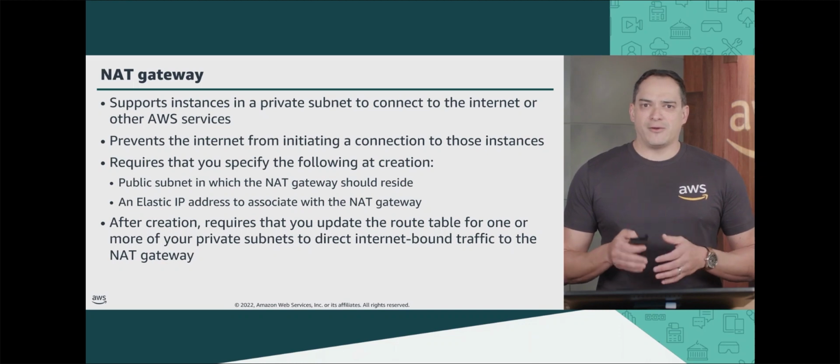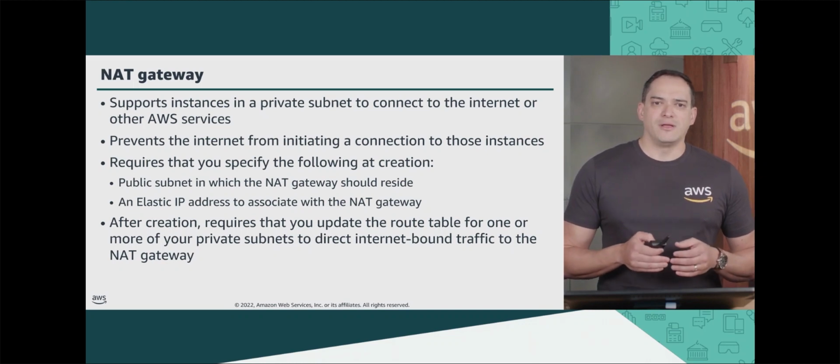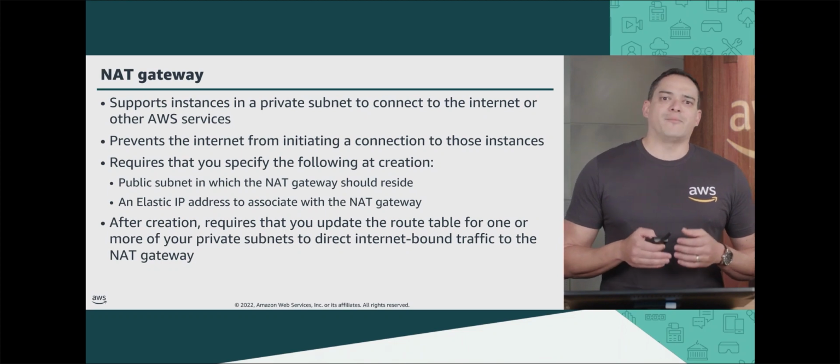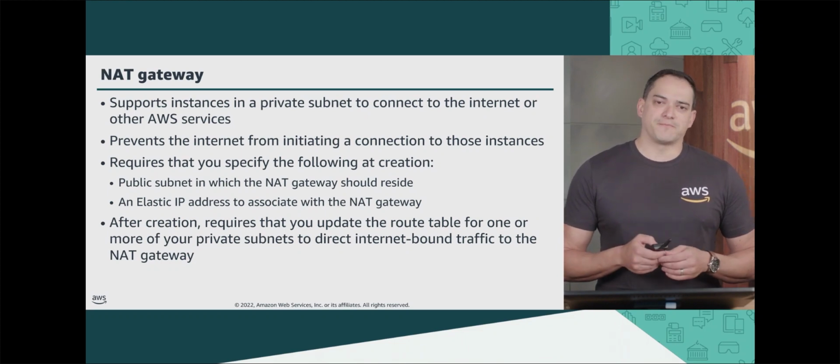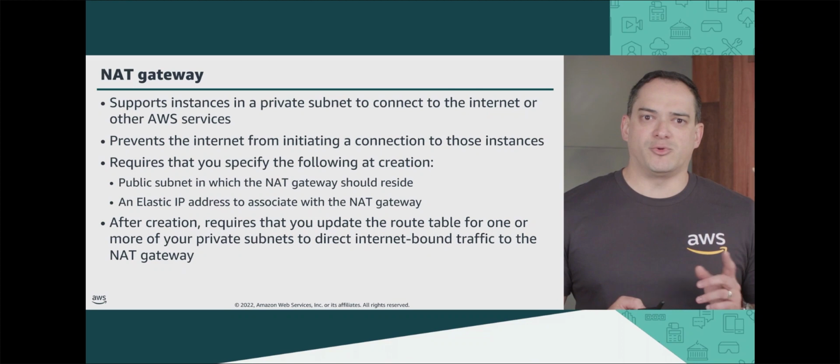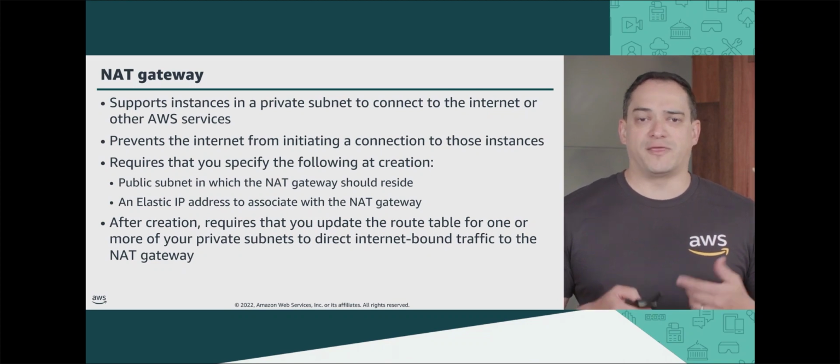After you create a NAT gateway, you must update the route table that's associated with one or more of your private subnets to point Internet-bound traffic to the NAT gateway. Thus, instances in your private subnets can communicate with the Internet.